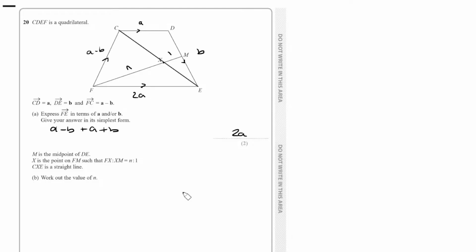We want to find 2 vectors from that line. You can work out any 2 vectors from that line. It doesn't matter which 2. I normally do the whole line because I feel like the whole line's easier, and then a smaller version. So for example, I would probably work out CE and CX. You can work out X to E. You could work out the other direction. You could work out E to C, E to X, X to C. I don't care. Just work out 2 vectors from that line. Okay.